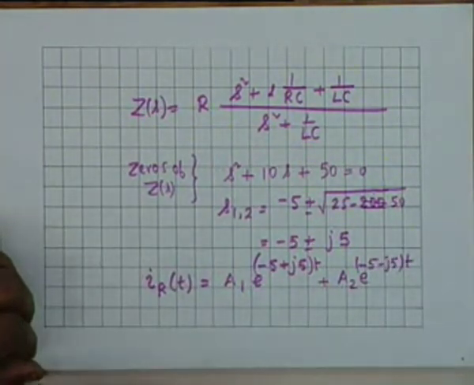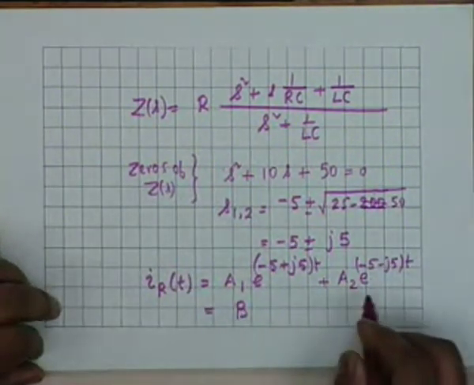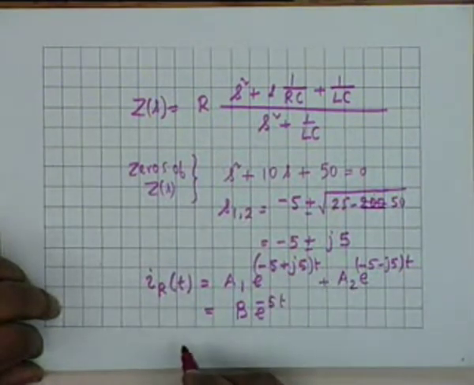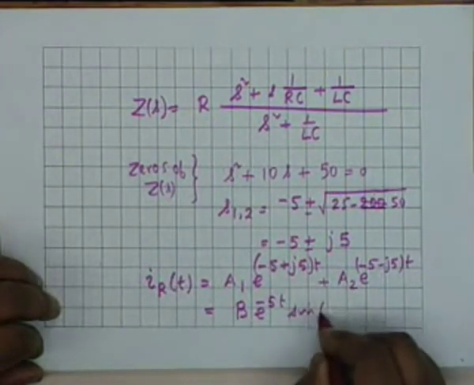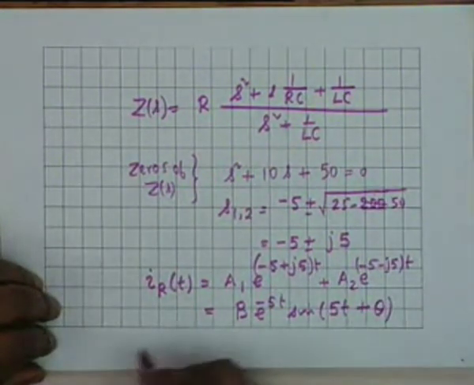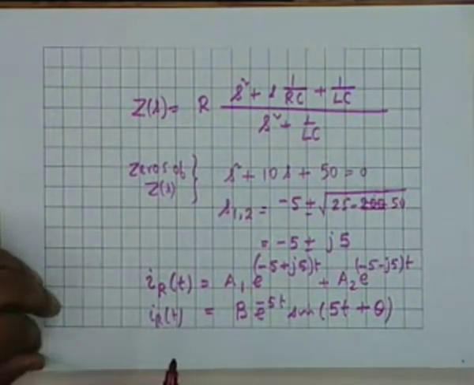This will be the current response. But you know this can be written as B e to the minus 5t sine of 5t plus theta, where the two constants B and theta have to be found out from the initial conditions. That part, as I said, I am going to leave to you.